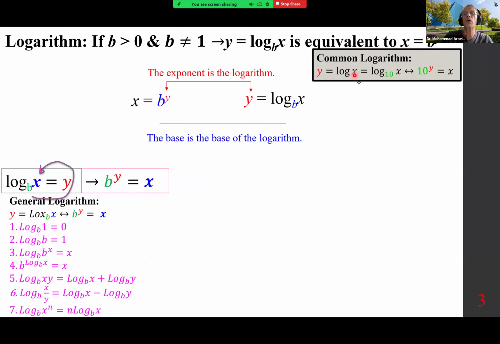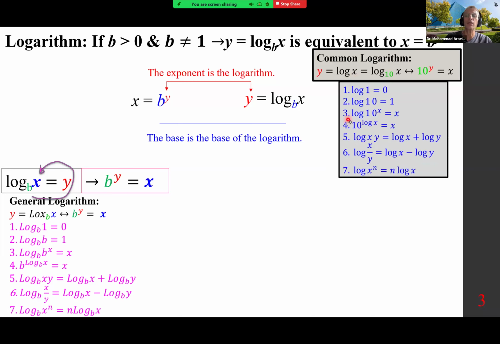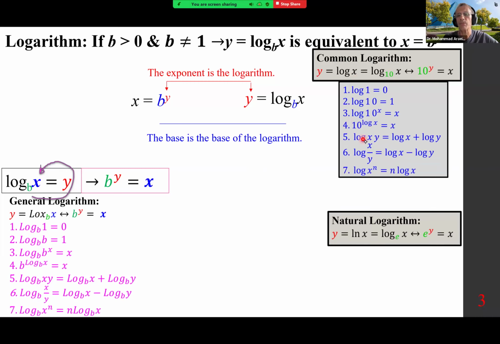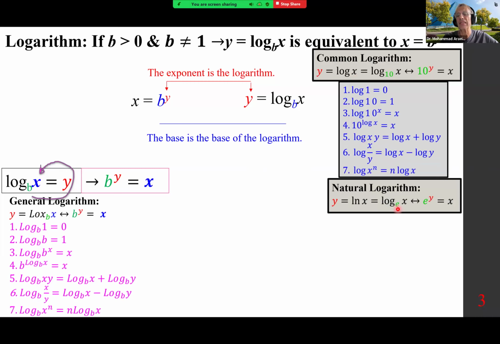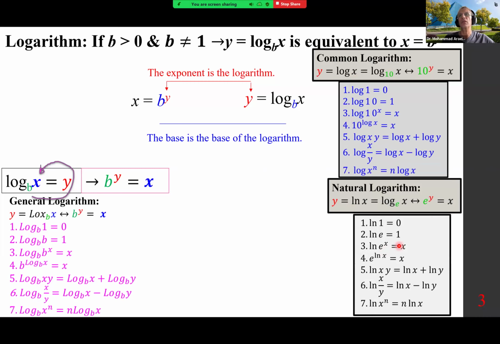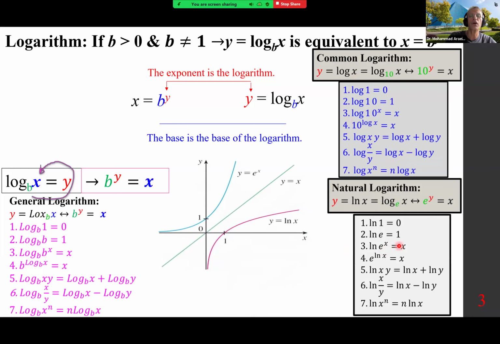So in the case of a common log, when we don't write the base, we write y equals log x, the base is 10. That's called the common log, which is a specific case of a general case. In the case of a natural log, the base is e, in which case we write y equals ln x. And again, we see the same properties. Exponential functions and logarithmic functions are inverse functions. Therefore, they are symmetric with respect to the line y equals x. And here's the change of base formula.